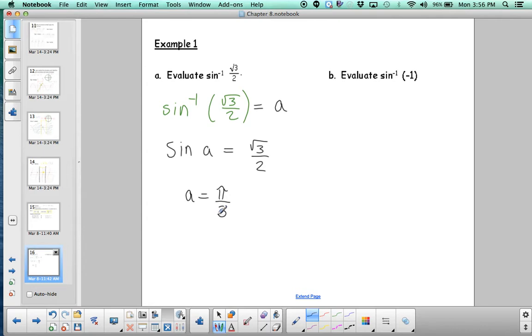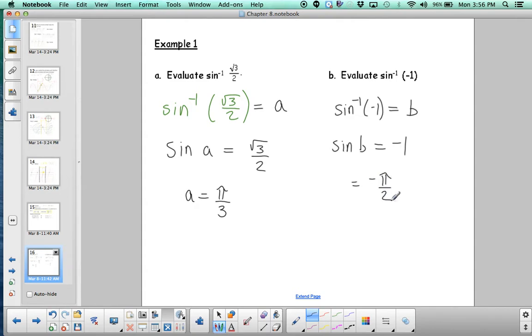Okay, and now for the next one, the inverse sine of -1. So again, we can take this and rewrite the statement. Let's say this is b. So then I can translate it into the sine of what angle is equal to -1. And once I look at it like that, I realize that my angle must be -π/2.